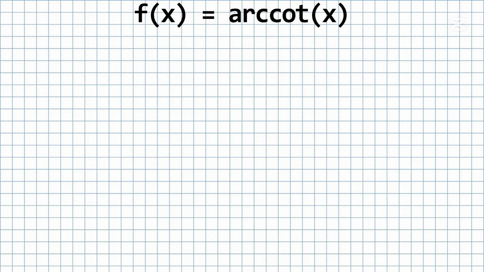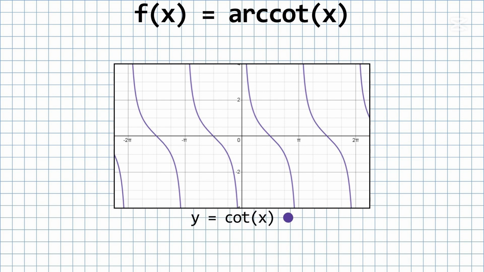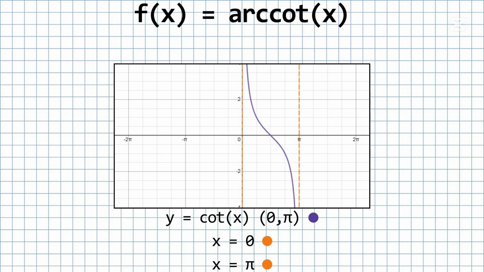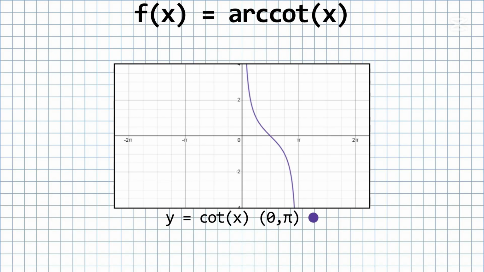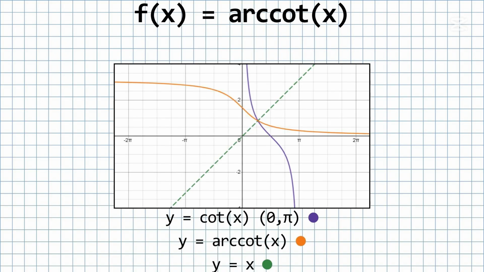Last is the arccotangent function. I will start with the cotangent function and take the domain from pi to 0, which is the closest to the origin, and I will reflect it over the identity equation and achieve the arccotangent function.